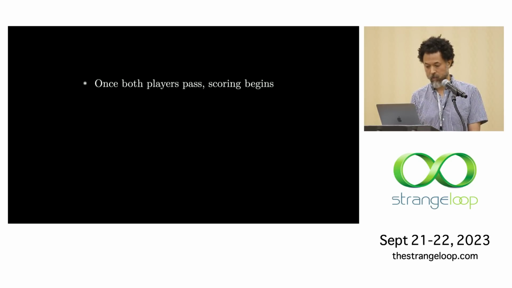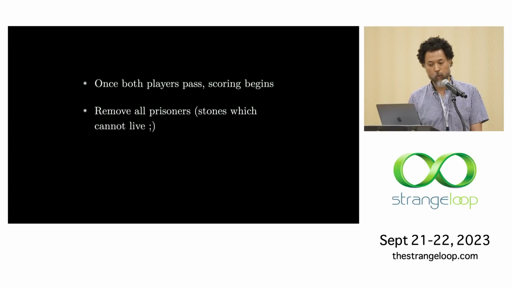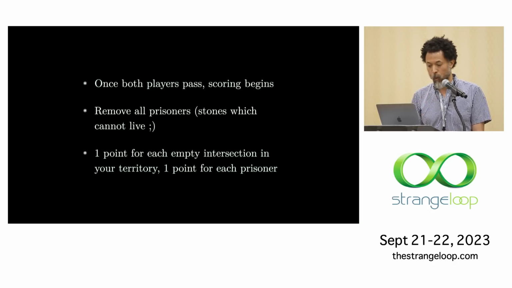Scoring, when you get to the end. Once both players pass, you can begin scoring. You remove all prisoners, which are stones that can't live. Of course, this stuff takes some time to sort out. 1 point for each empty intersection in your territory, 1 point for each prisoner, and you just tally it up. So if I have 14 points of territory and 3 prisoners, 14 plus 3 is 17. That's my score. I compare it to my opponent.